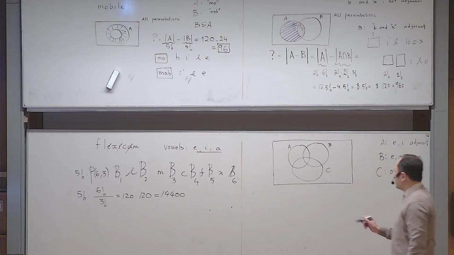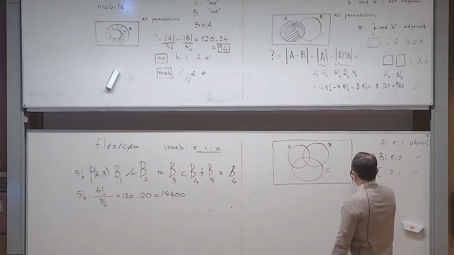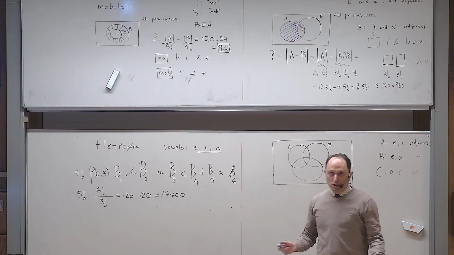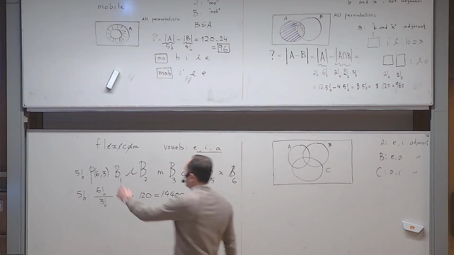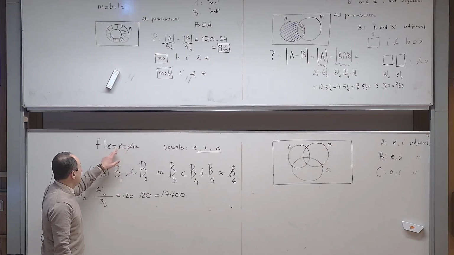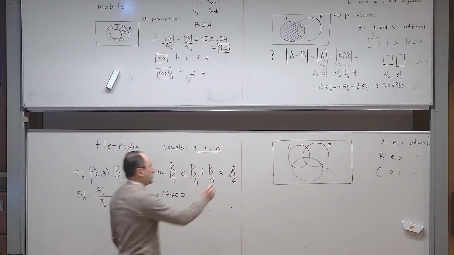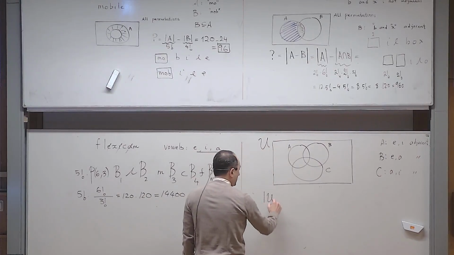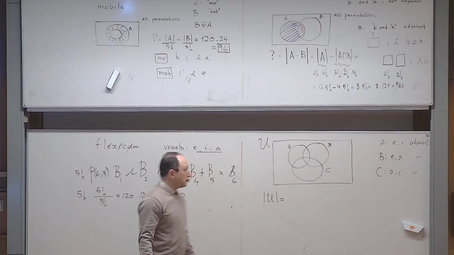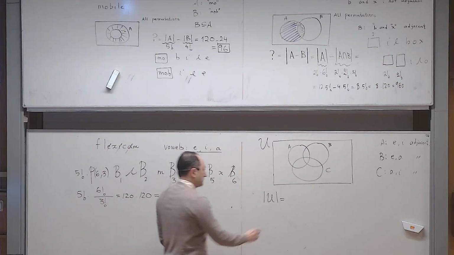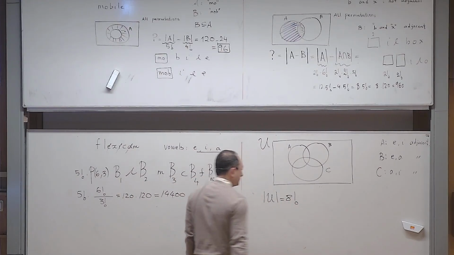Okay. But if I want to do that, do I know the total number of items there? I know. The total number of items is the total number of permutations. So 1, 2, 3, 4, 5, 6, 7, 8. So if I consider my universal set, I already know its cardinality. Am I right? Please check my calculations. That's 8 factorial.